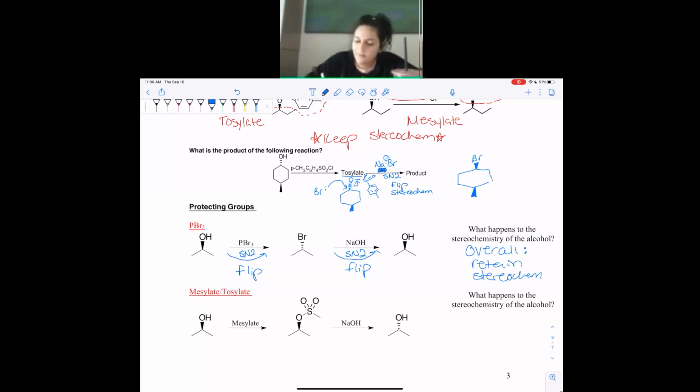So for the mesylate or tosylate, in the first step, it's not SN2. So what happens to the stereochemistry? Do we keep it or flip it? Keep. Awesome. In the second step, this is absolutely SN2. So what happens? Keep or flip? Flip. Yes. So overall, what happens to the stereochemistry of the alcohol? It gets flipped.